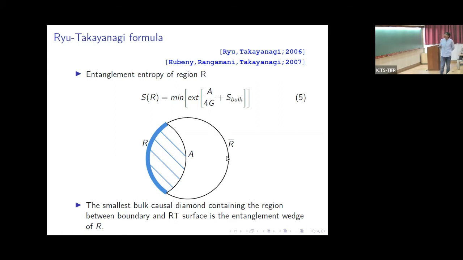Now, if you take this causal diamond, which contains this region, that corresponds to some entanglement wedge of this region R. So this is only the time slice, and if you take the smallest causal diamond containing this region, that corresponds to the entanglement wedge of R.